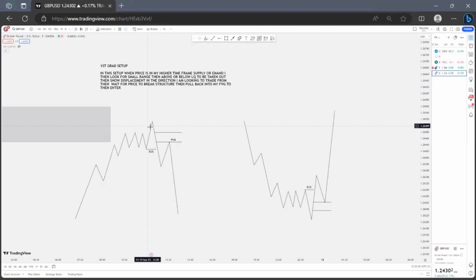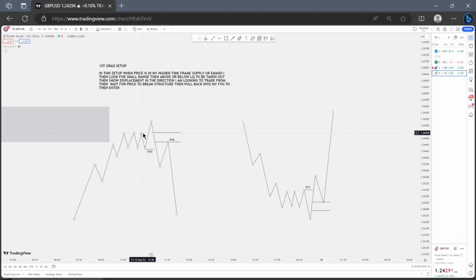After we've taken out this liquidity that was created by price, I then want to see price pushing down, breaking below, showing me this displacement, this impulsive move to the downside. Once I get that move down, I want to see a fair value gap in that time frame, probably on my entry time frames of 5, 10 and 15 minutes. I want to see price pulling back into this fair value gap so that it can continue shooting all the way to the downside.